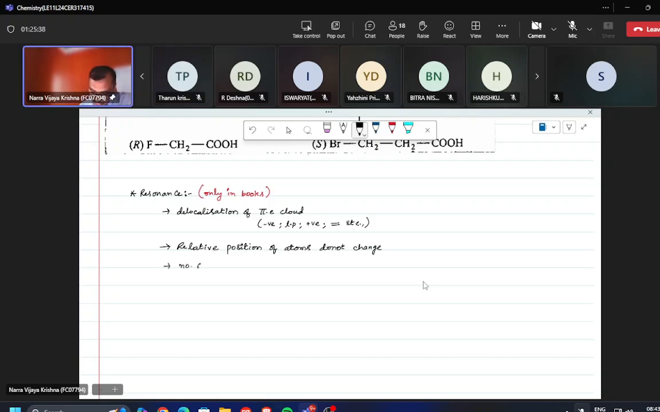The number of pi electron clouds, or the number of electron pairs, remains the same.